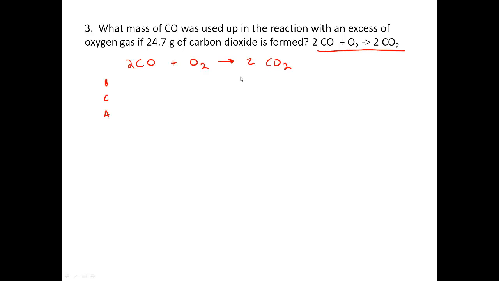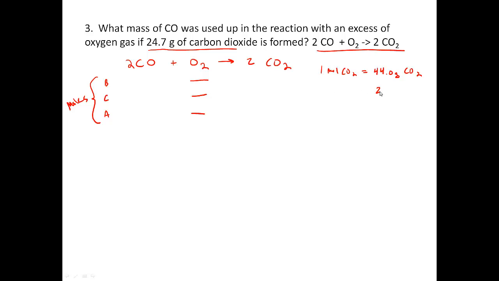Okay, CO is used up in the reaction with an excess of oxygen gas. Excess means that you've got more than enough oxygen, so that's not going to really determine how many products you can make. What you care about here is the 24.7 grams of carbon dioxide. Well, let's turn that into moles, right? If we're going to put anything into our BCA chart, we need moles.